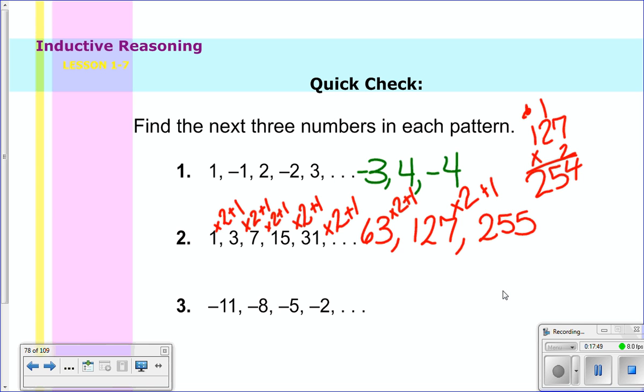Then 3, negative 11, negative 8, negative 5, negative 2. On this one, we're going to be adding 3 each time. So negative 2 plus 3 is 1. Then it's 4, and then it's 7.